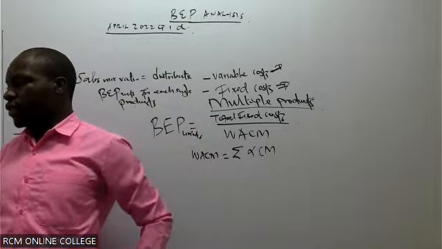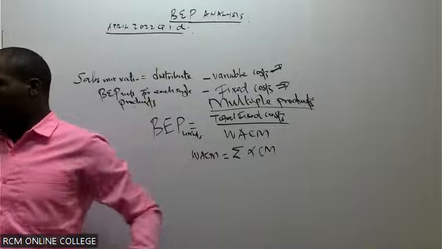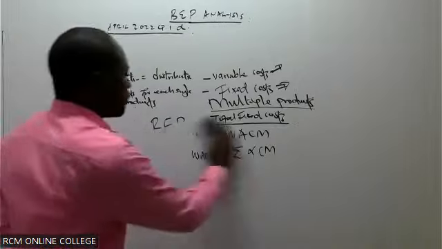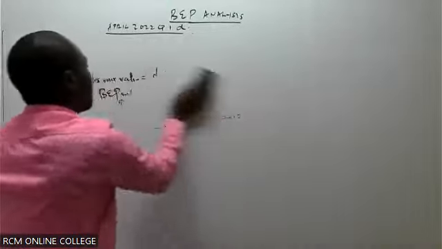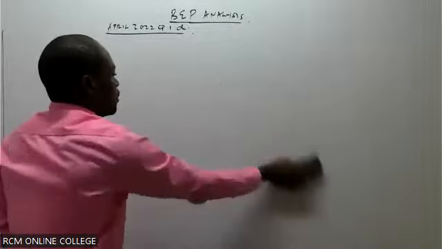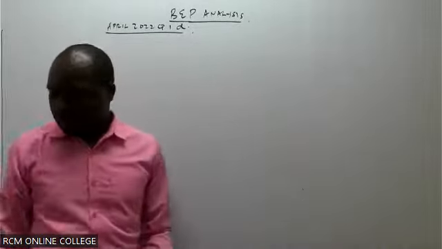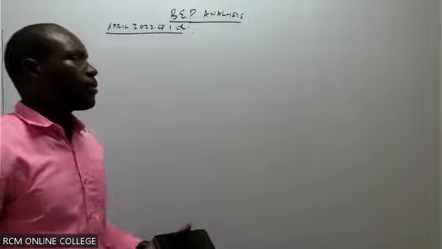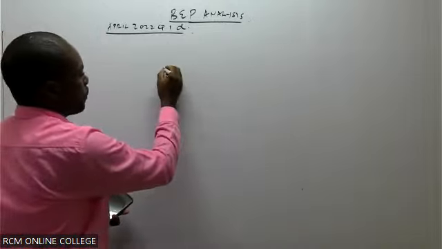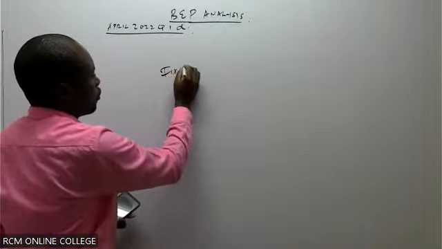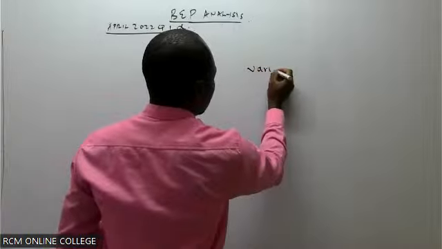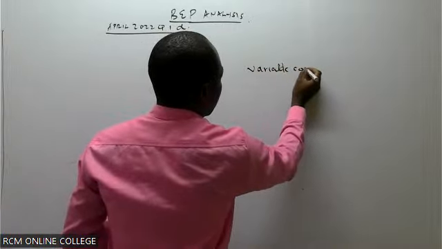So if you look at our question there, are we able to identify the 2 classifications of costs? Let's see if you're able to do that. So you're going to have the fixed costs here, and then we'll be able to have the variable costs.